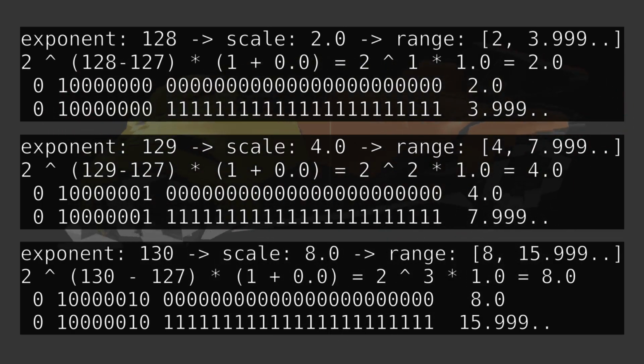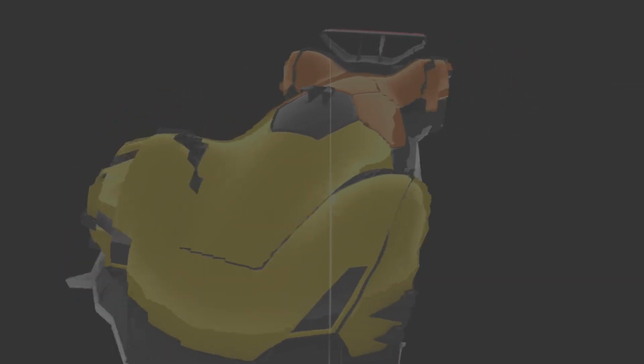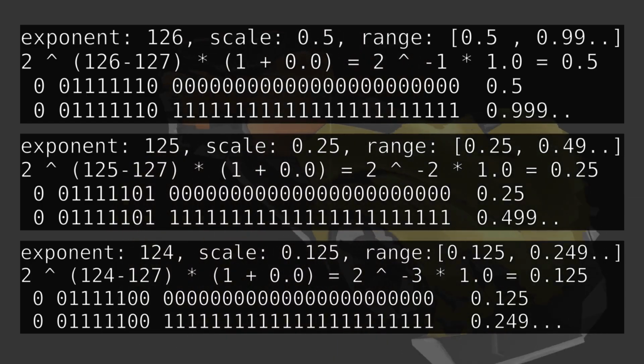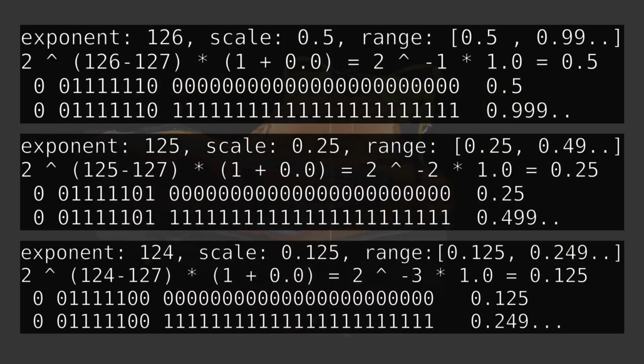We can go the opposite way by decreasing the exponent to 126. 2 to the power of 126 minus 127 equals 2 to the power of minus 1 equals 1 half.